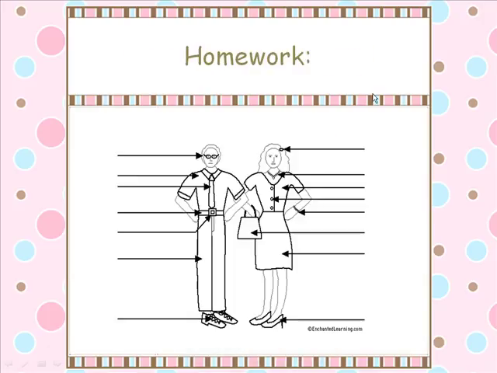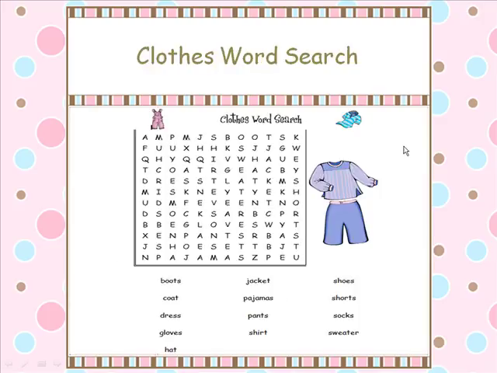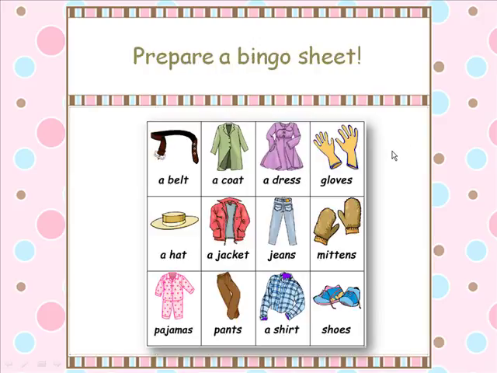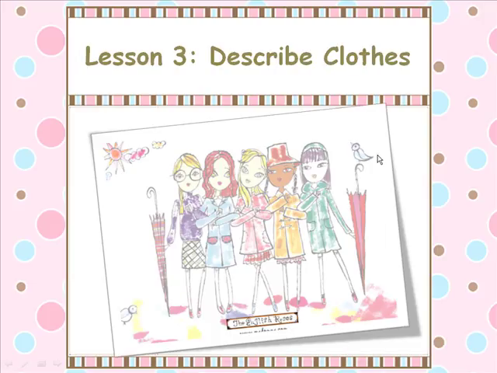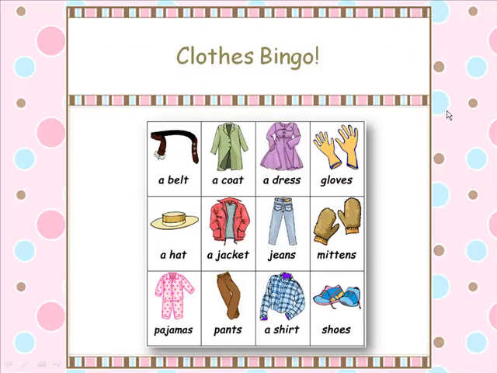And then it's homework. The first homework is for them to label the clothing they see and put the words on the paper. And the next one is a crossword search and preparing a bingo sheet. So I'm going to give them these printable bingo sheets and they can make a bingo. It's 4x4. And next class is describe clothes.